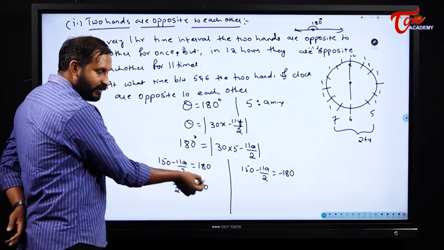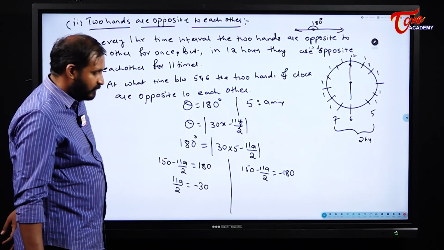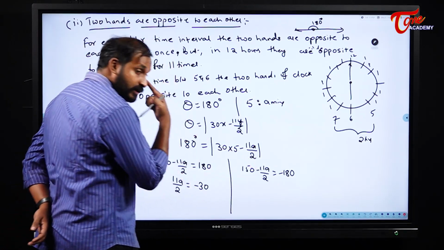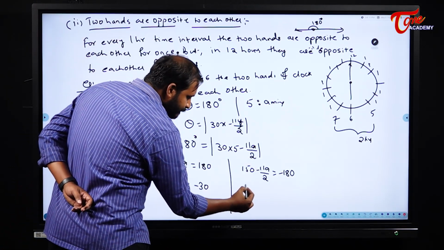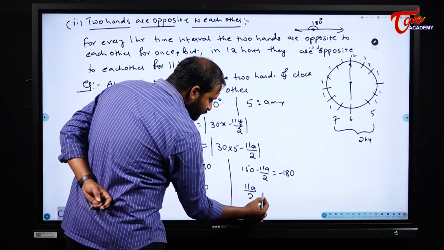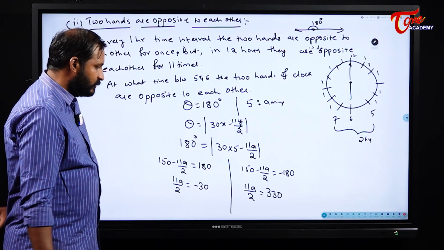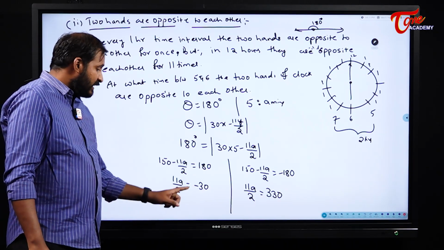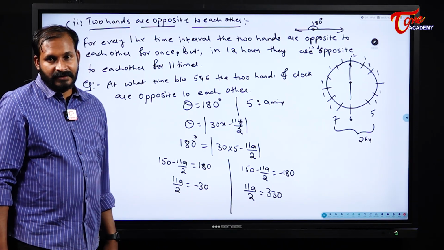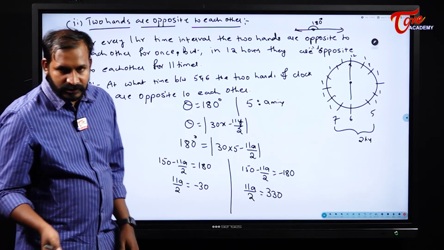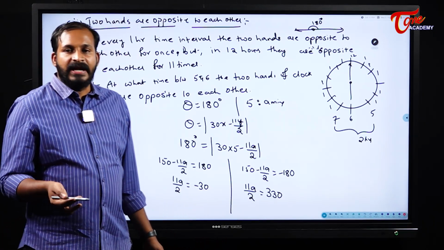Because 11a by 2 will be sent to that side and minus 30 will come to this side. Next, when I solve the same thing here, what happens? Please see here. 11a by 2 is equal to 330. Sir, we have here minus 30. How can we convert it into positive? Simply subtract it from 360.